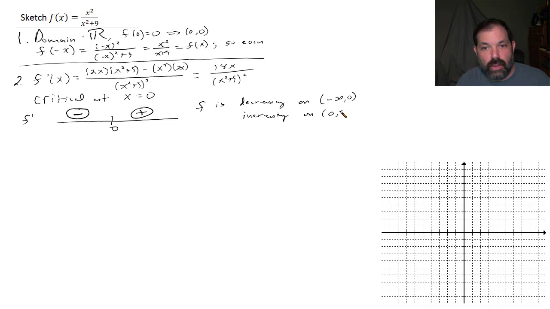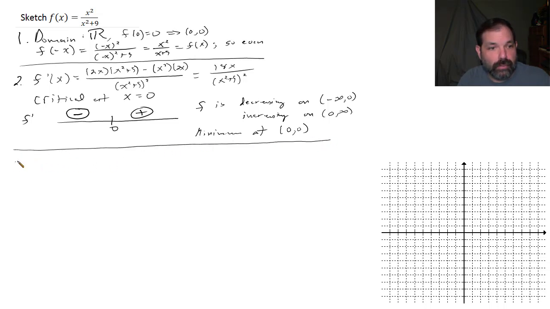on 0 to infinity. And further, we know that there's going to be a relative minimum, and it turns out to be an absolute minimum, because if the function is strictly decreasing then increasing, then it must be an absolute minimum. We know that there's a minimum when x is 0, and if x is 0, the output is 0. So there's a minimum at (0, 0). We know that that's the intercept of the curve.